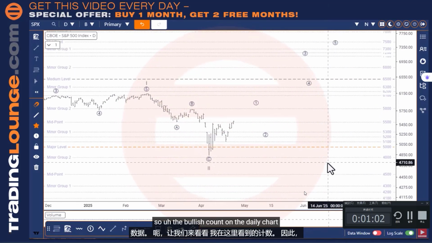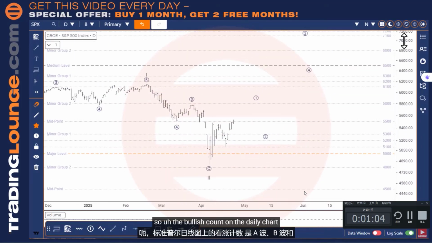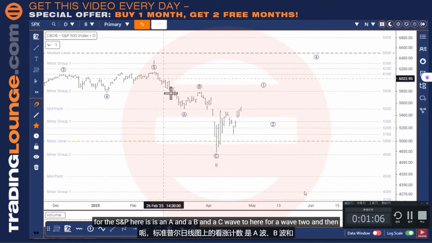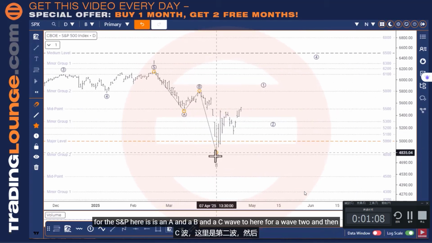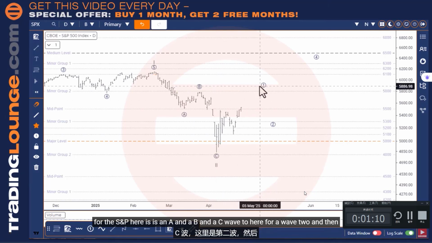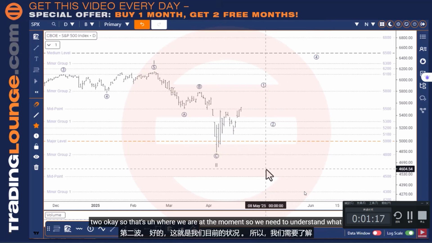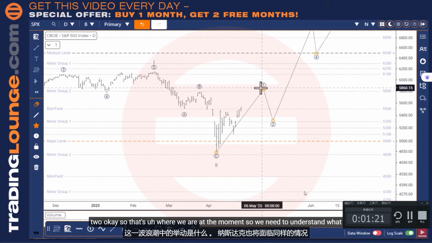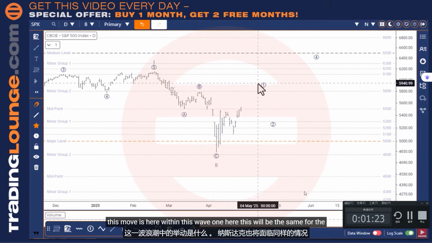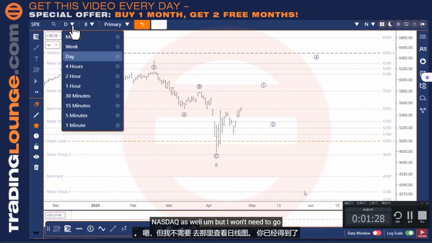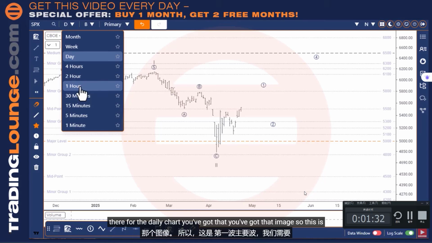So the bullish count on the daily chart for the SPX here is an A and a B and a C wave to here for wave 2, and then going up for wave 1 here and pulling back for wave 2. Okay, so that's where we are at the moment. So we need to understand what this move is within this wave 1. This will be the same for the NASDAQ as well, but I won't need to go there for the daily chart. You've got that image.